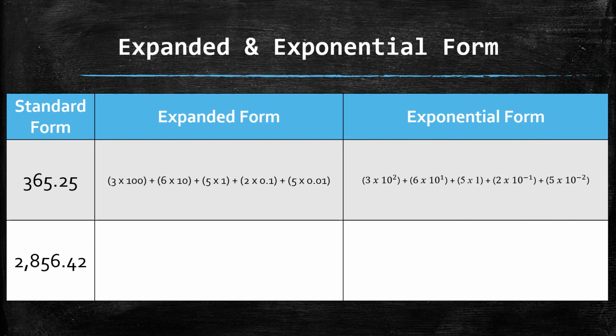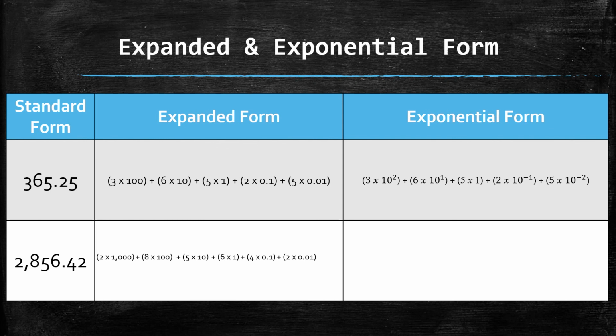Let's look at one and do it step by step. We have this number, 2,856 and 42 hundredths. Well, to write it in expanded form, we're going to start with 2 times 1,000 plus 8 times 100 plus 5 times 10 plus 6 times 1 plus 4 times 1/10 plus 2 times 1/100.